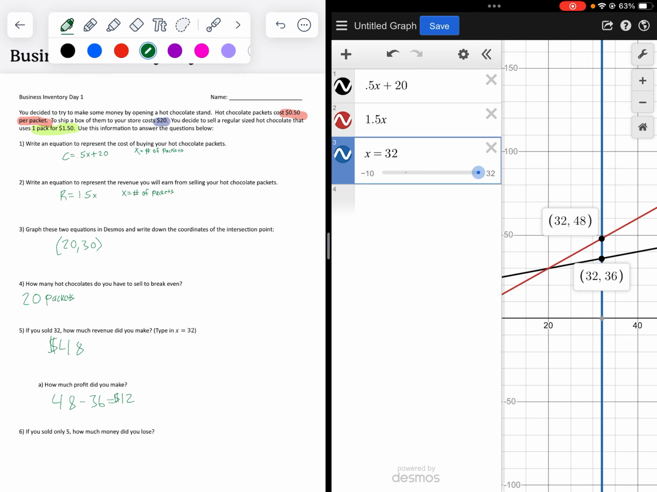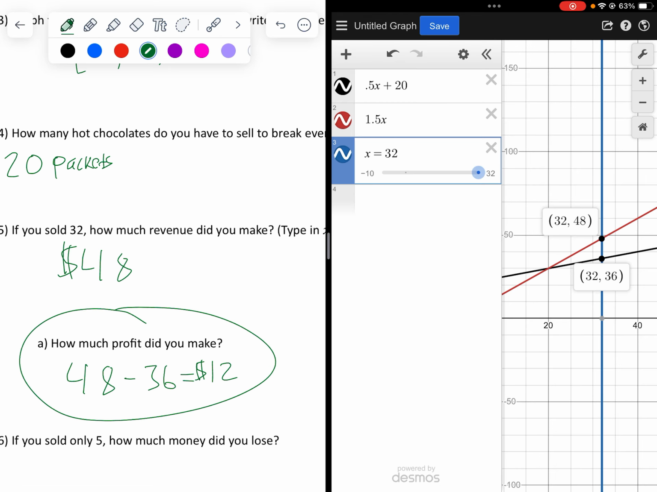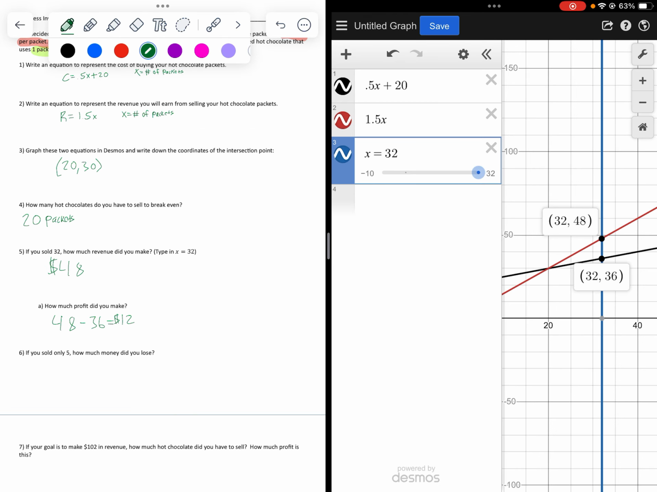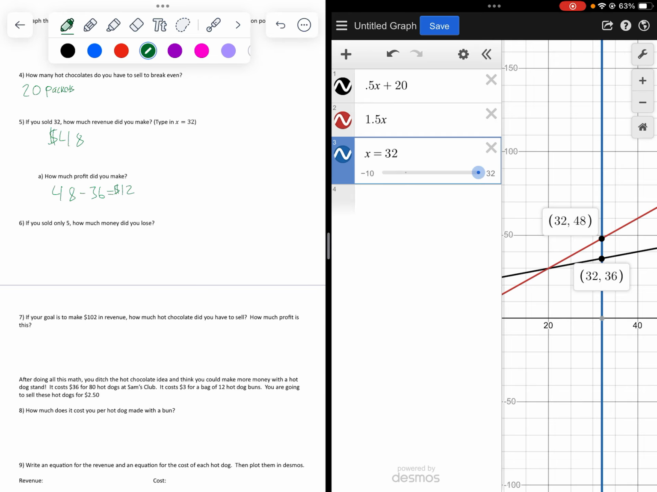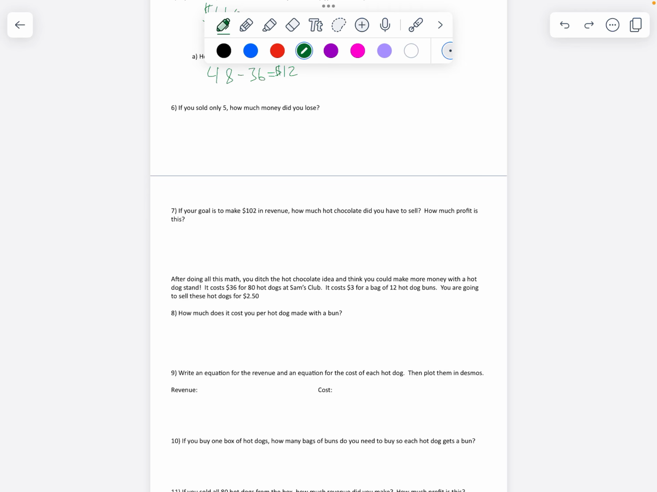Okay, so I basically just did this whole first page for you, except the last question, which you should be able to figure out. But this is what you're doing. You are writing equations, graphing them on Desmos. You have a revenue equation, you have a cost equation, and then your profit is always your revenue minus your cost. Okay. So you have a couple other things that you're going to be doing. Let me just see if there's anything crazy here.